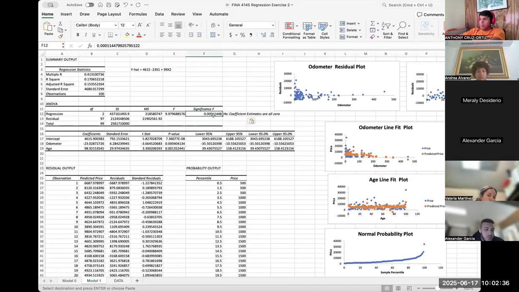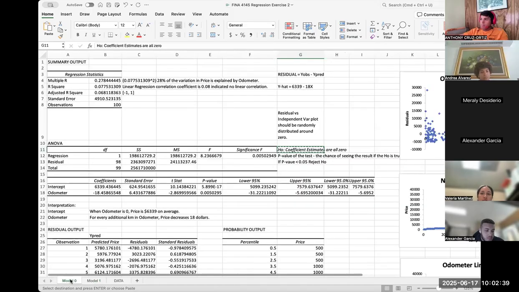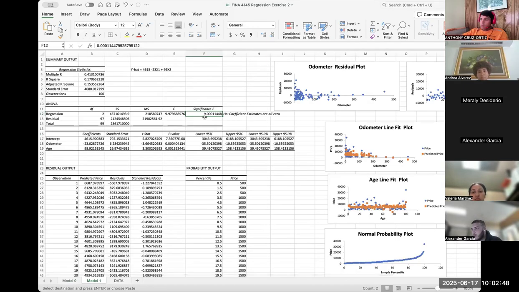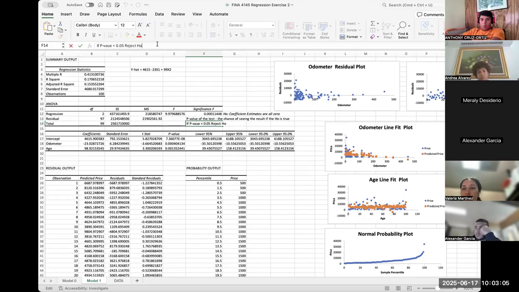Okay. So let me go back here a second. I'm just copying what I said last time. Same thing. So since the p-value is less than 5%, we reject the null, and it means that at least one of the coefficients is not zero. It means it's significant. It means that it's not zero, it's significant. Those are the same.